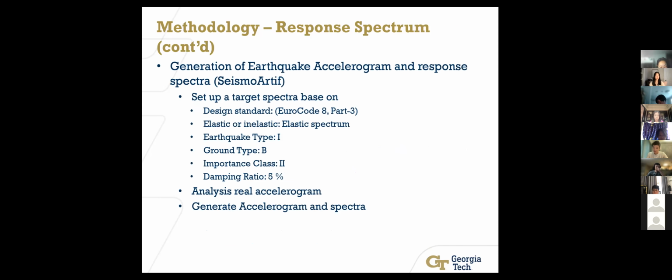How to generate the earthquake accelerogram and response spectrum? We first set up a target spectrum based on Eurocode 8 and select what we want. This is the elastic spectrum, and the earthquake type is type 1 earthquake, and the ground type is hard soil, which is B type. And the importance class is 2. And the damping ratio is 5%.